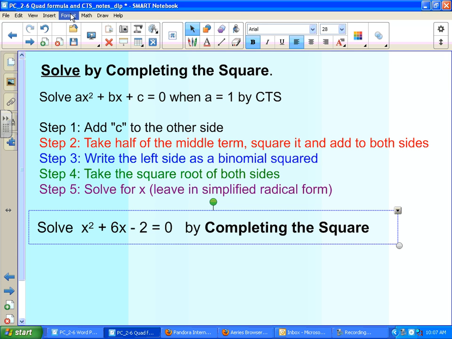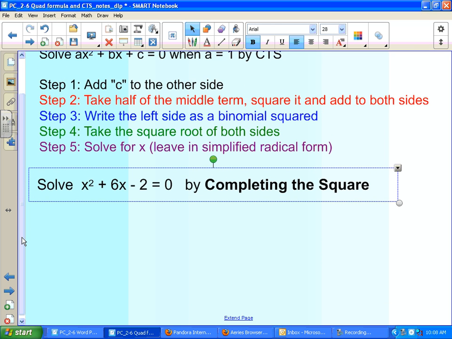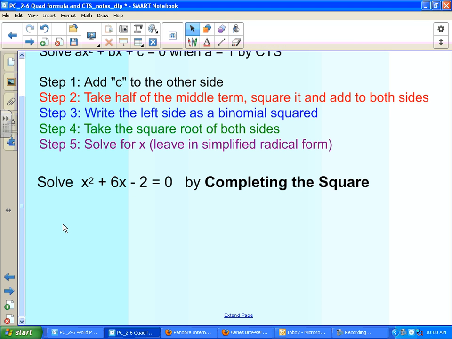All right, so here we go. We're going to try completing the square. We'll do this one together, then we'll take one that you guys can take a shot at by yourself. Color code it so that you can see the process, the steps. All right, here we are with our first problem. And we have an a of 1, a b of 6, and a c of negative 2. So the first thing that we're going to do is move the c to the other side.